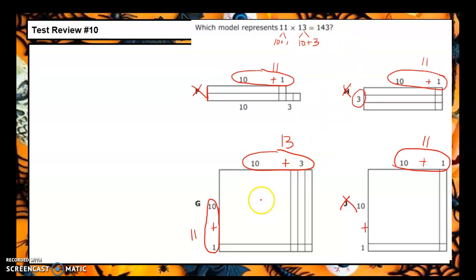Now the 143, let's look at that. Here's 100, 10, 20, 30, 40. So 140, 41, 42, 43. That's my answer.